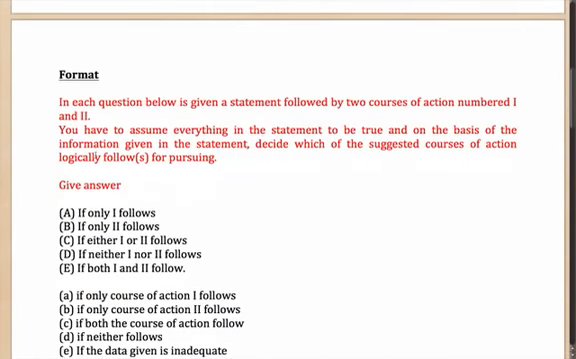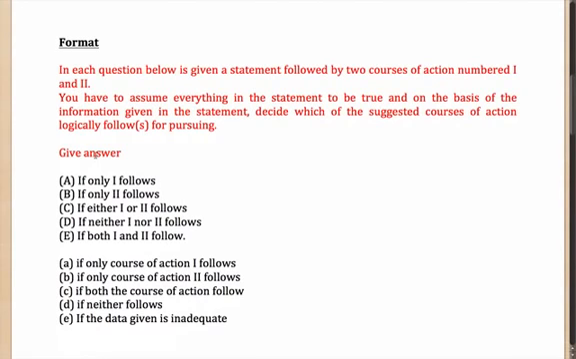Now, to begin with, first of all, let us have a look at the format. What happens is, in each question, you are given a statement which is followed by two courses of action, number one and two. You have to assume everything in the statement to be true, and on the basis of the information given in the statement, you have to decide which of the courses of action logically follow. So essentially, you'll have one statement and two courses of action, and then depending upon the choices, you'll have to suggest which choice to mark depending upon which statements follow.